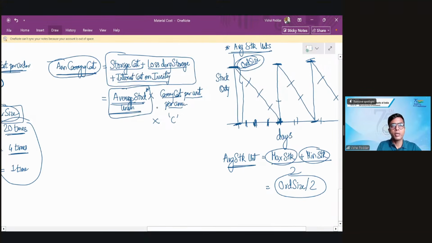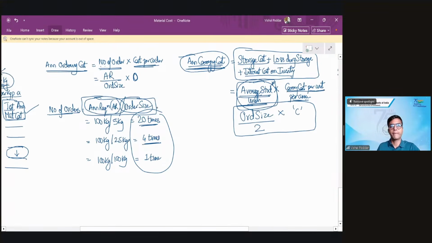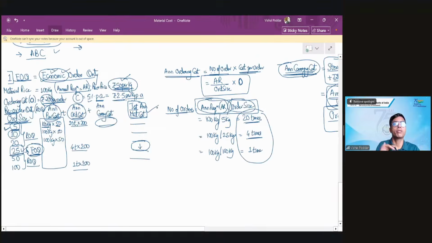And now here, because I want to find out my annual storage cost, annual carrying cost, I take stock units. Obviously, it is fluctuating, so I'm taking the average, multiplying it by the per unit per annum storage cost. So effectively, my formula is order size upon 2 into C. Correct? So now I have two formulae. One for ordering cost, which is AR, that is annual requirement upon order size into O. It is not 0, it is O. And second is order size upon 2 into C.